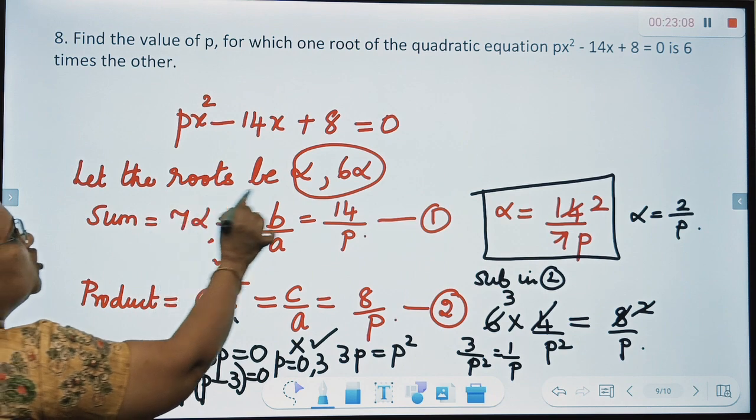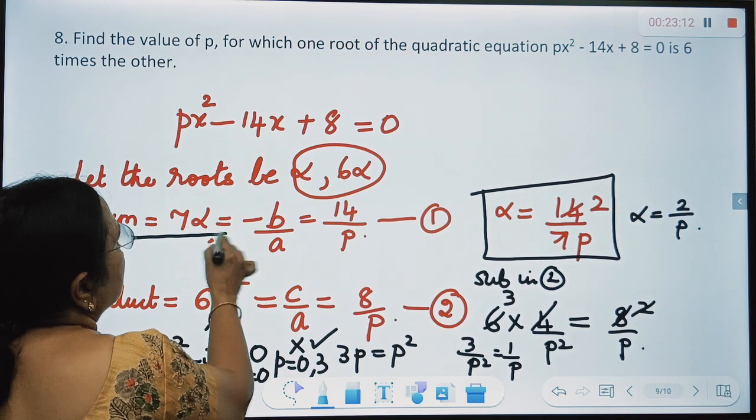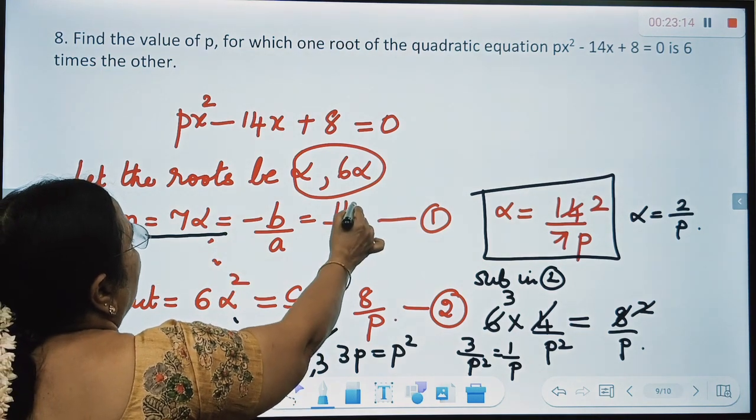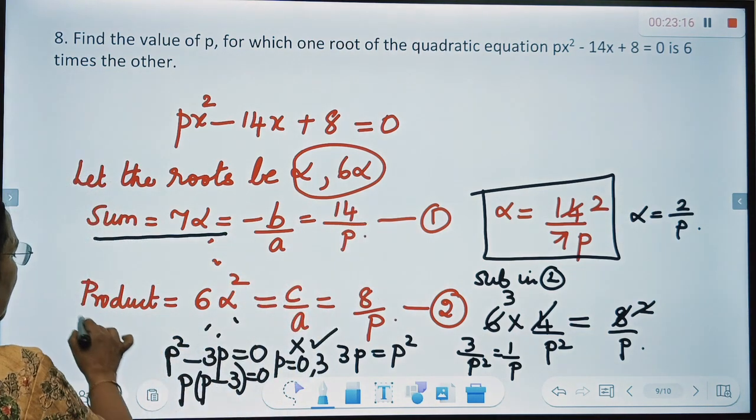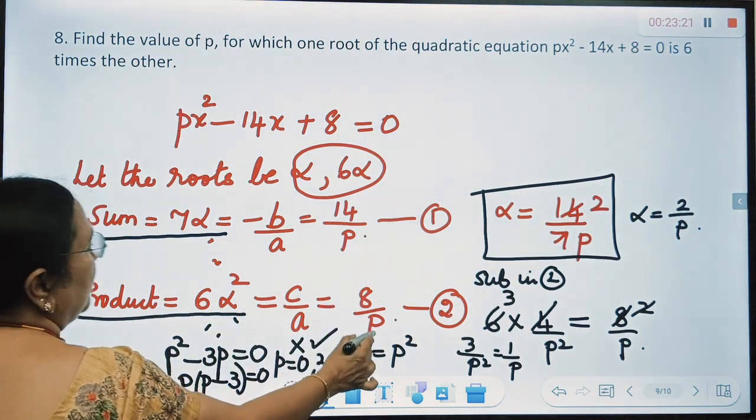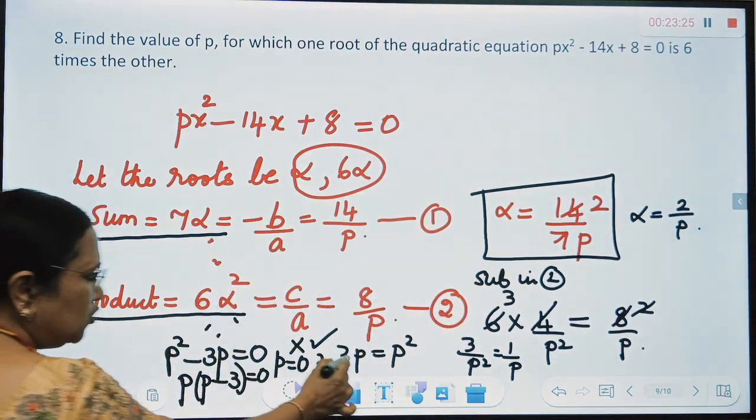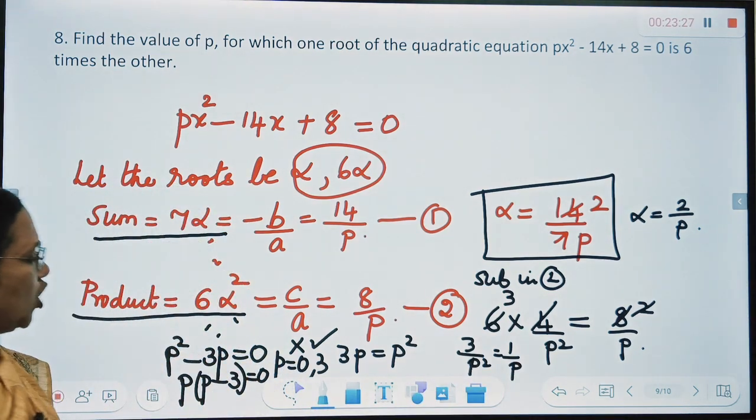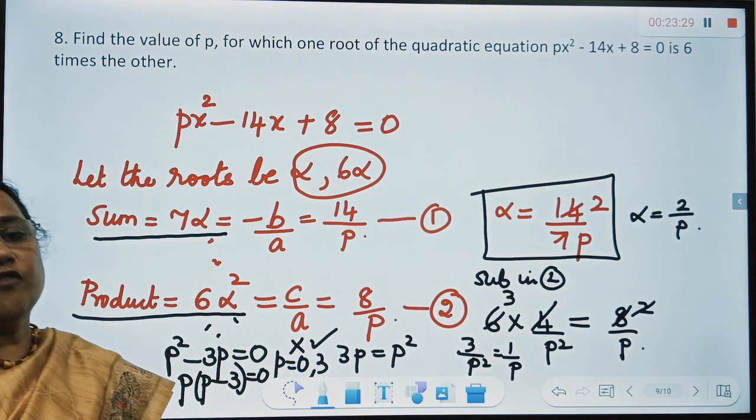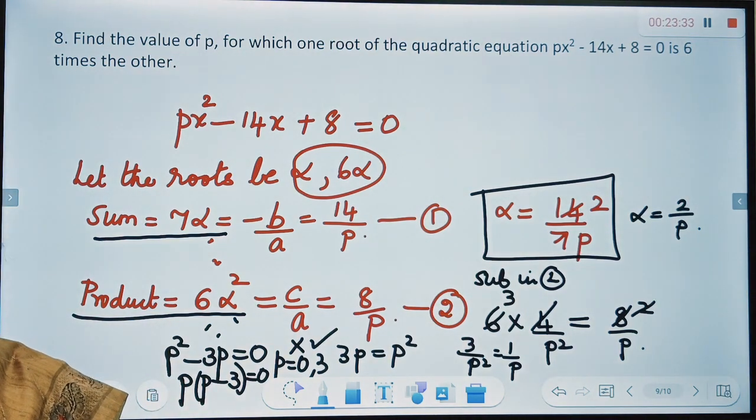So we have taken the roots to be alpha and 6 alpha. We have used the fact that the sum is 7 alpha and we got minus b by a, which is 14 by p. 6 alpha square is the product, which is c by a, which is equal to 8 by p. From here we found alpha to be 2 by p, substituted in the second equation, and we solved for p. We got two values for p, 0 and 3. We are eliminating 0 because if I take p to be 0, it will not be a quadratic equation.